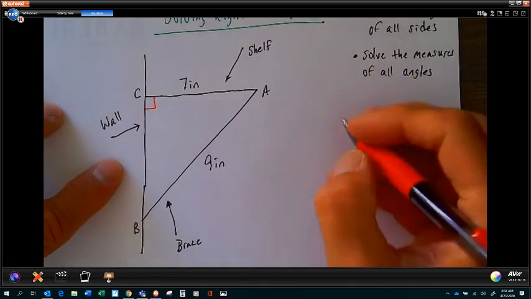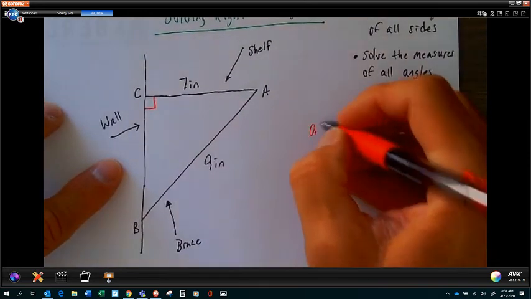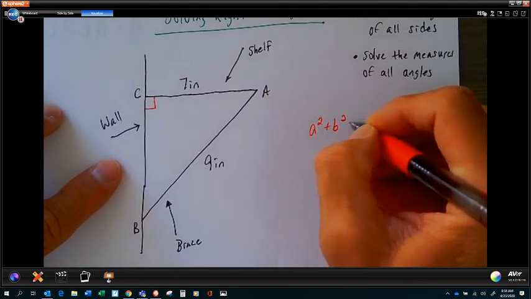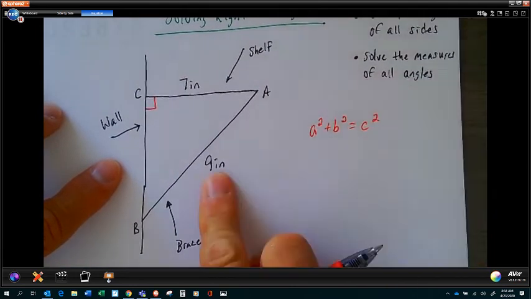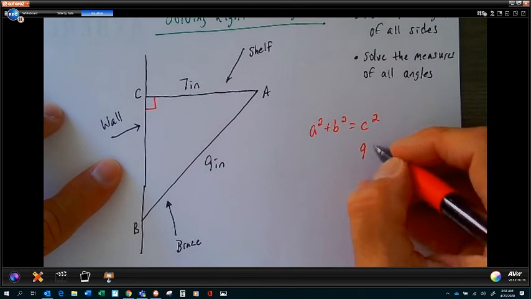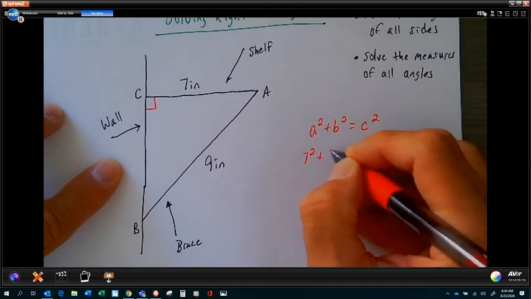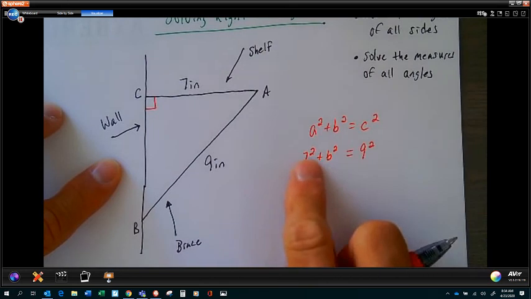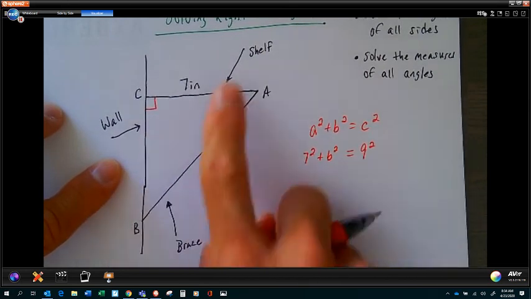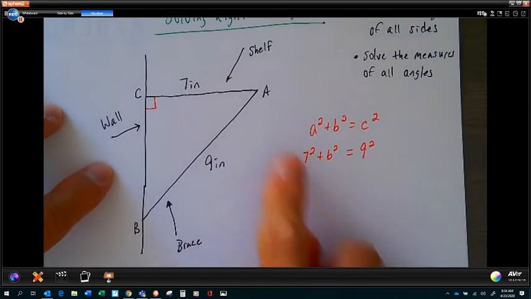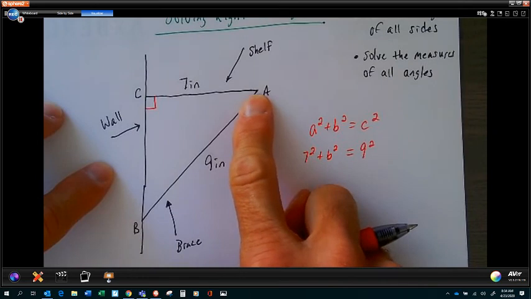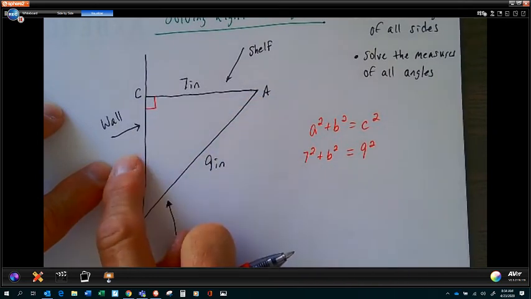And again, Pythagorean theorem, a squared plus b squared equals c squared. Well, we know what the hypotenuse is. That's 9 squared. And we know that one of the sides is 7 squared, but we do not know the other side. And you can list it as b or a. It does not matter which one's b or a at this point, except that this is now labeled. So this is going to be side A.